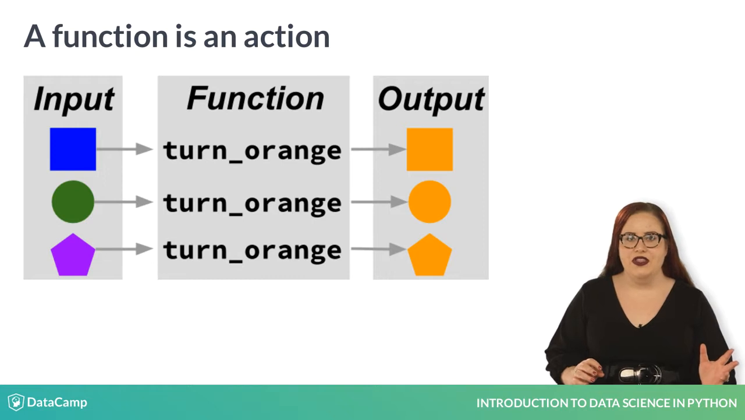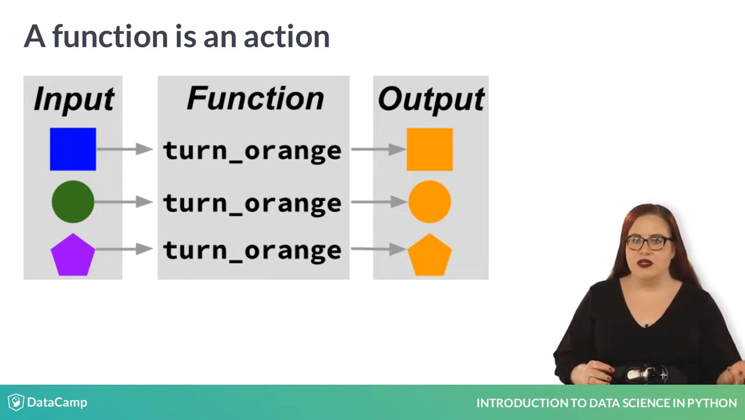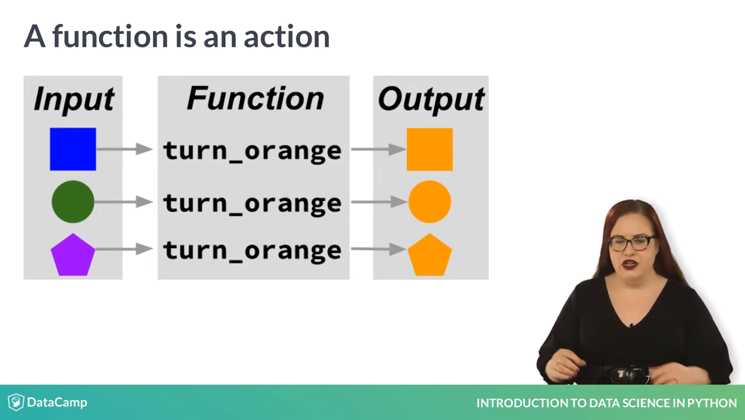In this example, the function is called turnOrange. The input is a shape, such as a blue square, and the action is to color the input shape orange.